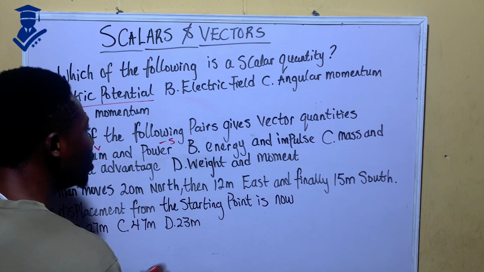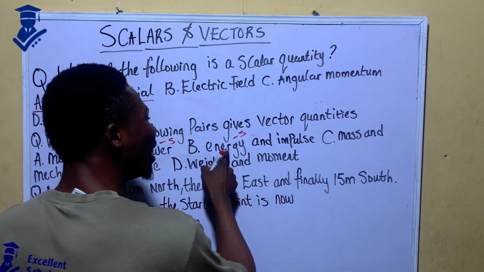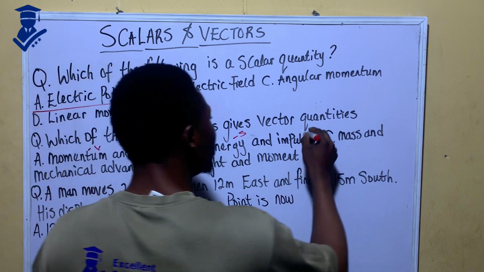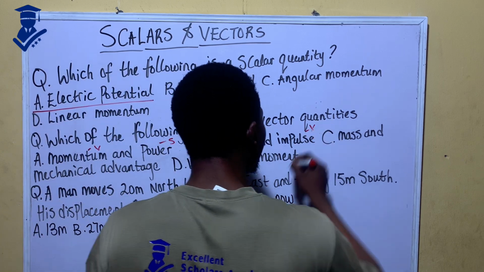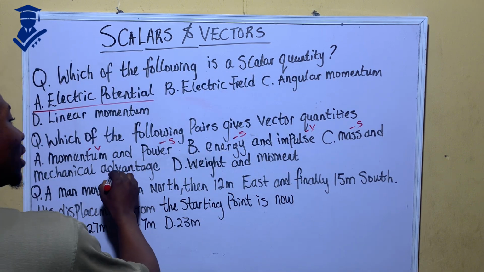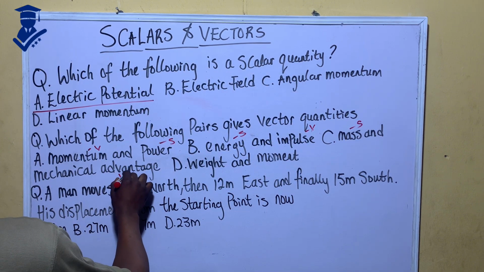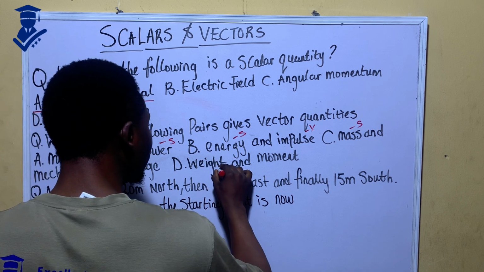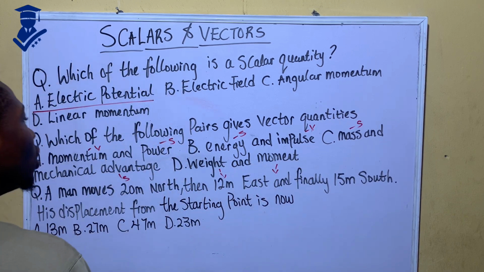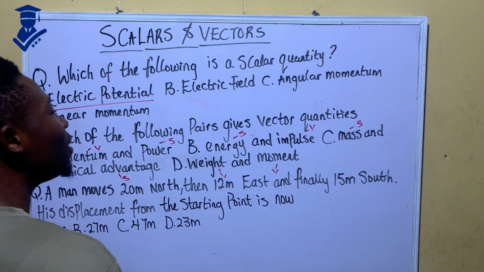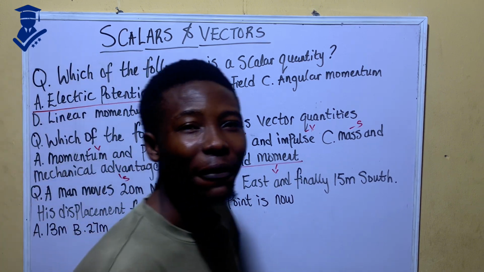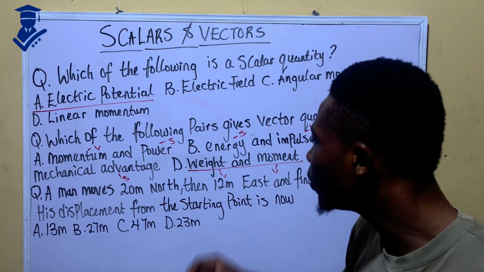Power is a scalar quantity. Energy is a scalar quantity. Anything energy, whether kinetic or potential, is a scalar quantity. Impulse, of course, is a vector quantity. Mass is a scalar quantity. Mechanical advantage is a scalar quantity also. Weight is a vector quantity, and momentum is a vector quantity. So the pair here that gives vector quantities is weight and moment. Weight and moment are vector quantities. Now let's move to the next question.